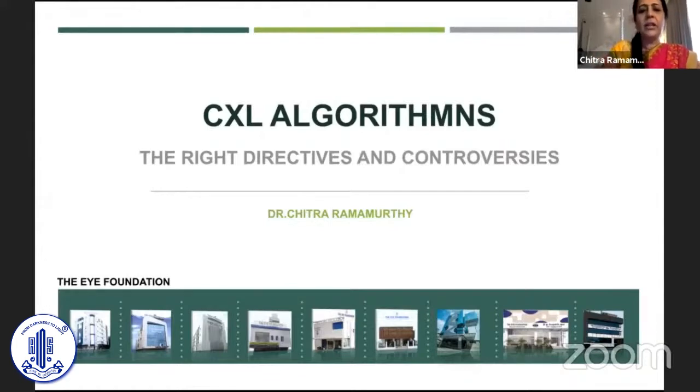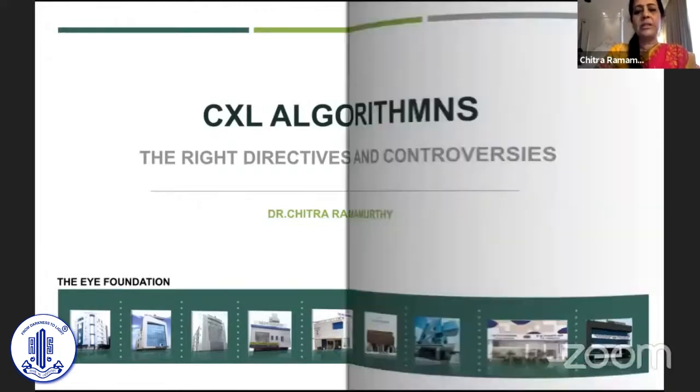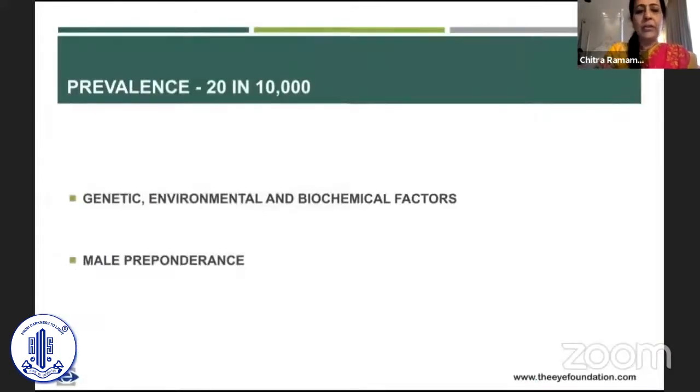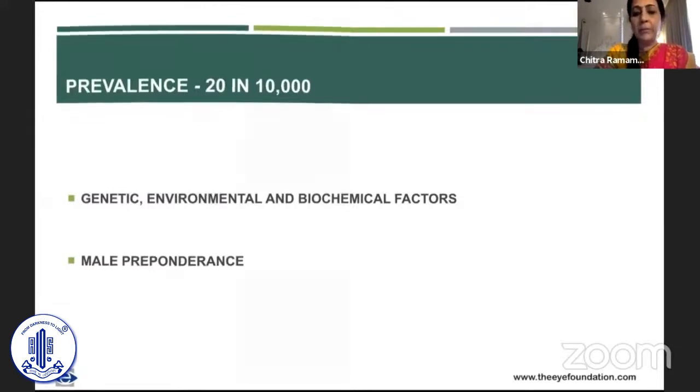So we've come to understand a lot about cross-linking in this last couple of decades. And this is just a talk which is going to summarize the directions which you have gained and the controversies which are still abounding. We are all aware that there is this prevalence of keratoconus of 20 in 10,000 eyes, and there are various factors which are associated with this occurrence with a male preponderance.